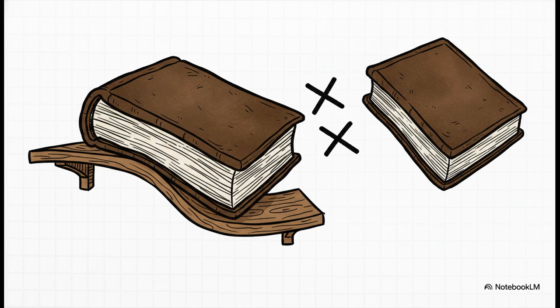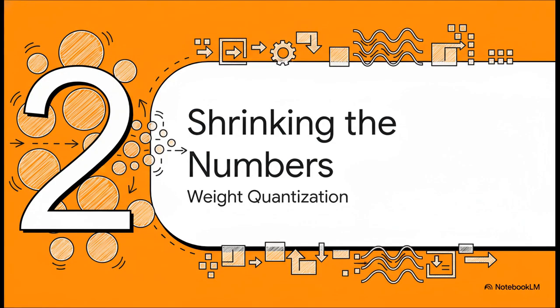Here's a really simple way to think about it. Imagine each AI model is a massive, leather-bound encyclopedia. The GPU's memory, its VRAM, that's the bookshelf. Now, these books are packed with knowledge, but you can only fit one on the shelf before it starts to buckle under the weight. Okay, so how on earth do we solve this?